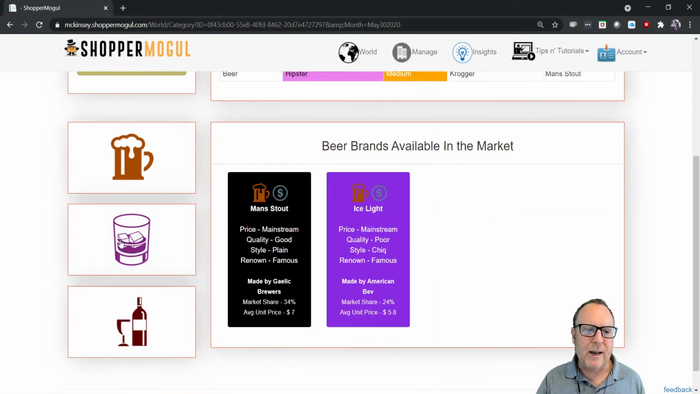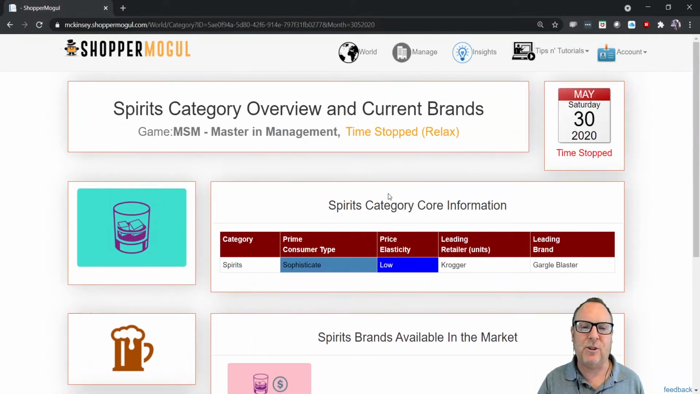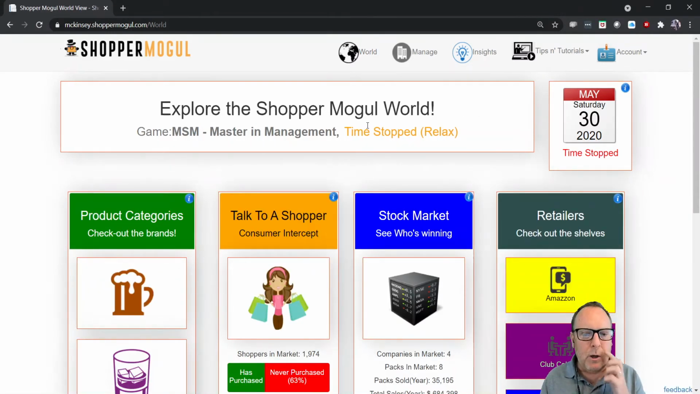If you click on other categories, you'll get similar information for those, and again, you'll see that there are different numbers of brands in the marketplace at the start. Each category has a different core consumer, and each category has a different level of price elasticity. So, as I say, categories are the first choice that you're going to have to make as a company. You need to decide as a group which categories it is that you want to compete in.